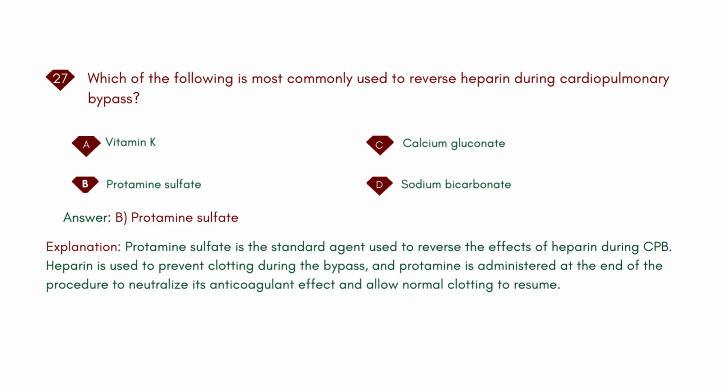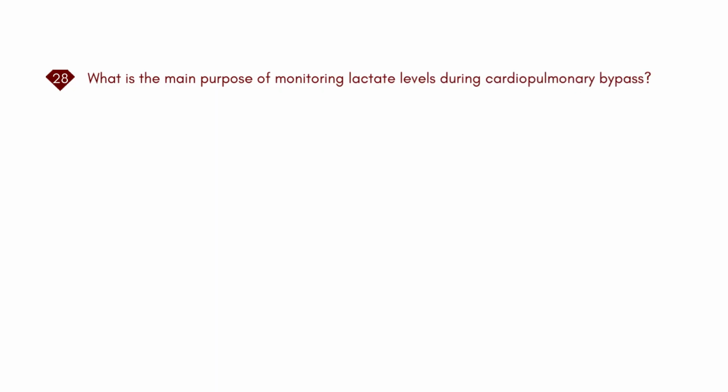Heparin is used to prevent clotting during the bypass, and protamine is administered at the end of the procedure to neutralize its anticoagulant effect and allow normal clotting to resume. What is the main purpose of monitoring lactate levels during cardiopulmonary bypass?